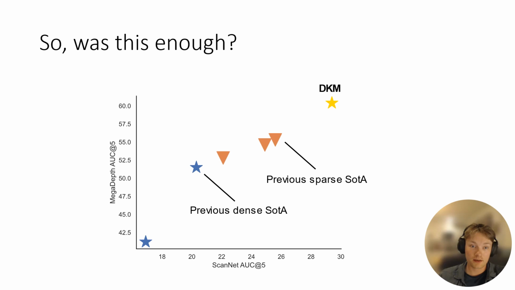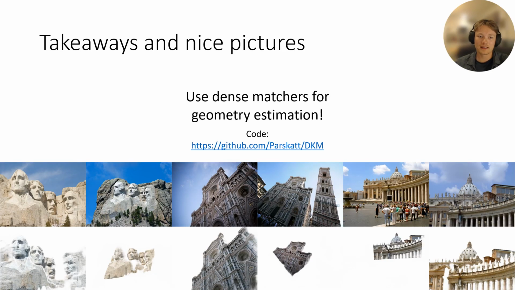We found that when adding our improvements together, we significantly outperform sparse and dense methods for geometry estimation. So it seems like there was no fundamental issue. I'd like to end by showing some qualitative examples and our takeaways. We believe dense matching is the future for geometry estimation and are excited to see further research in this area.